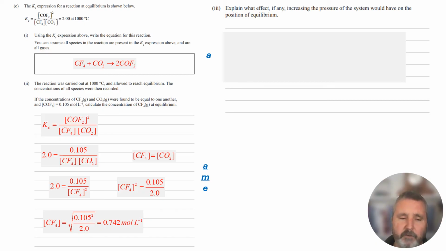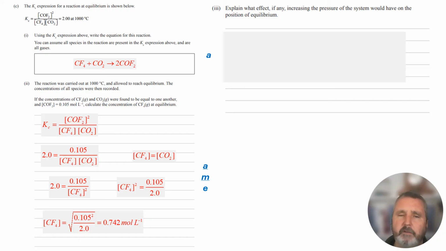Now, the difficult part here is equating these two values. This is doing some more difficult algebra than we would normally do. If you did one step correctly, they gave you an achieve. If you made a mistake, let's say you forgot to square root, so you just divided 0.105 over 2, then you got a merit. If you got it completely correct, you got an excellence.